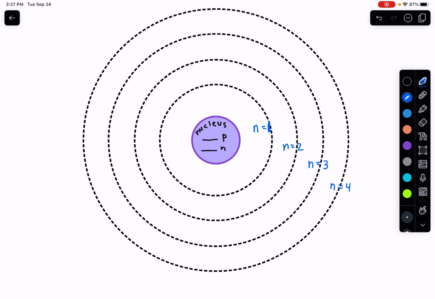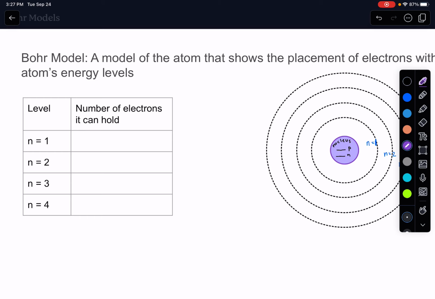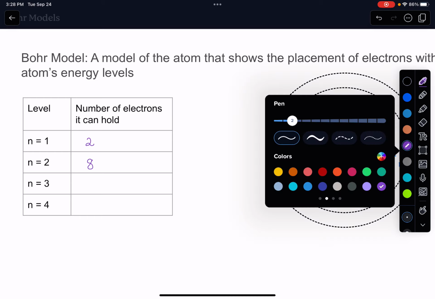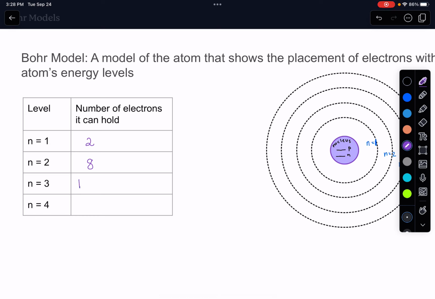Okay, so each level can hold a different number of electrons, and I'll kind of explain what they are. So the first level, the smallest level, n equals 1. This ring is the smallest ring out of all of them, and it can only hold 2 electrons total. The first 2 electrons you will always put on that first ring, and then you will move up from there. So the second ring is a little bit bigger, and it can hold a total of 8 electrons. The third ring technically can hold 18. However, we treat it like it can hold 8.